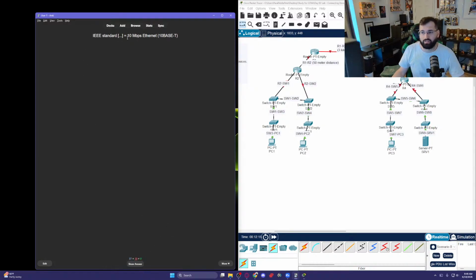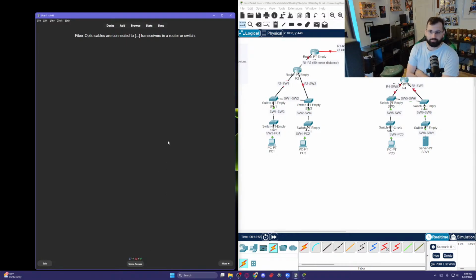IEEE standard blank is 10 megabits. This is 802.3i. Yes. Okay. IEEE standard equals 100 megabit Ethernet. Man, I get this one confused with this one in the 1,000. I think it's B. Now it's U. In a fast Ethernet connection, a PC receives data on which pins? It's going to be 3 and 6. Yes. Because everything's 3 and 6 except for the switch.